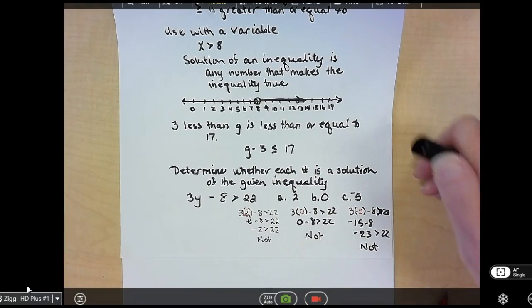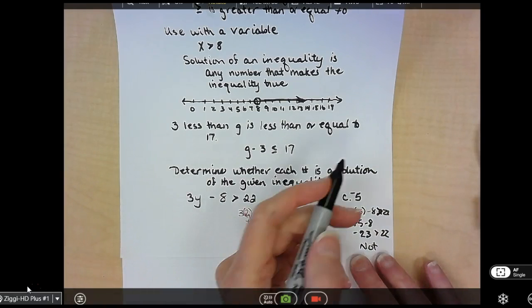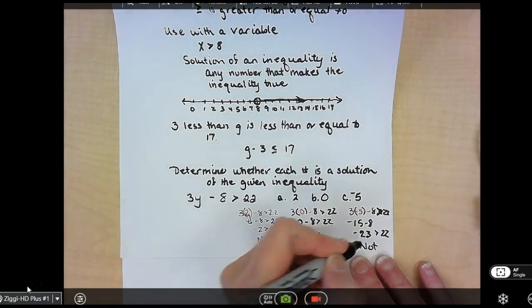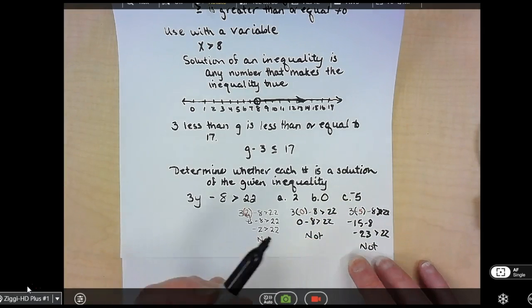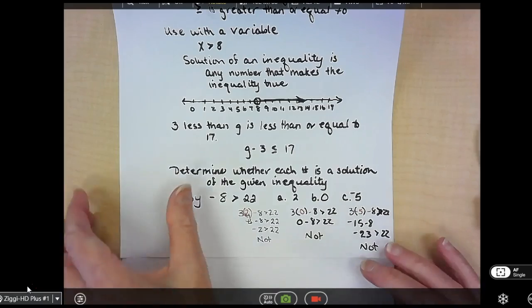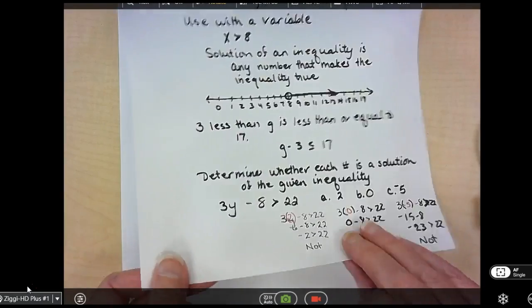So you just need to go through and substitute in the values and see if it works. If I had left that a positive 5, then 15 minus 8 was 7. 7 was greater than, no, even 7 is not greater than 22. I'd have to have a way greater number.